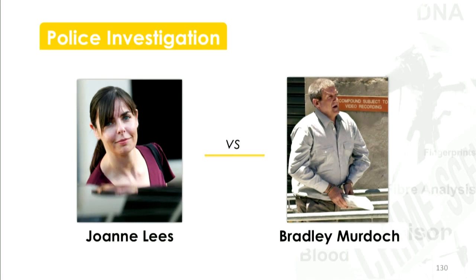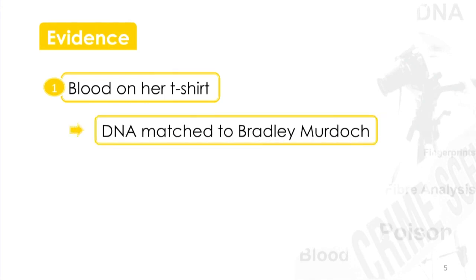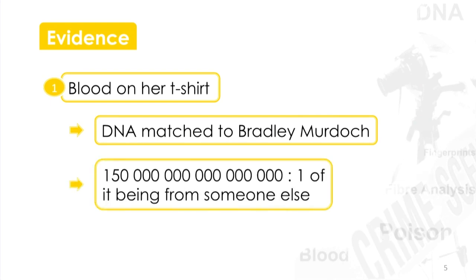Now, on her t-shirt, there was blood. The DNA of that blood matched Bradley Murdoch. And the Australian forensic scientists calculated these tremendous odds. And when you look at these odds, you realize that blood must have been Bradley Murdoch's.